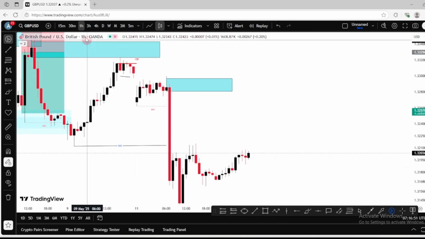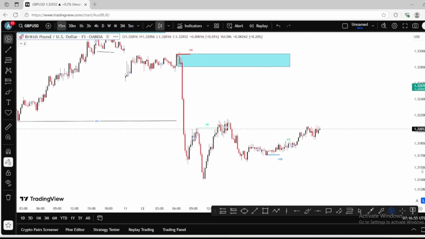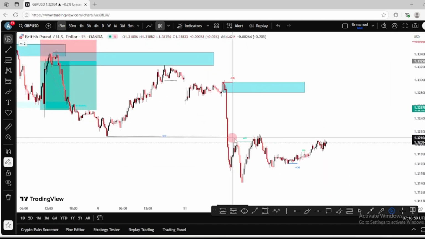Okay, we are in the 1 hour. You can go to the 15 minutes, and you can catch this trade right here. You can see price change character here. You can see we have a lower high, lower low. We have price cause market structure shift, all right, or change of character.